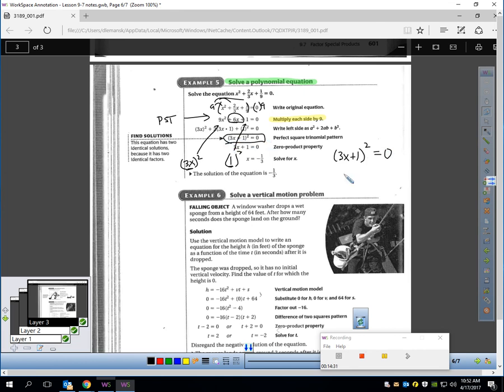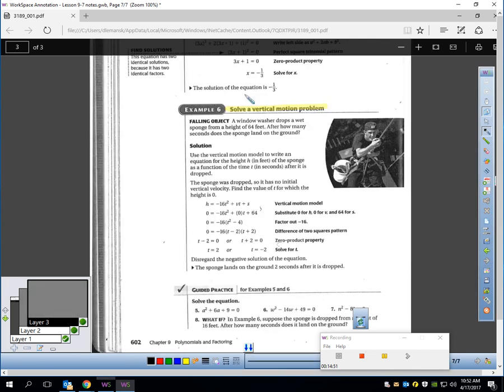Okay, let me solve that. I need this to work out to 0. So 3x plus 1 would have to be 0. Take away the 1, and then divide by the 3, and that's why you're seeing x is negative 1/3 according to the book. That's the solution to the problem.